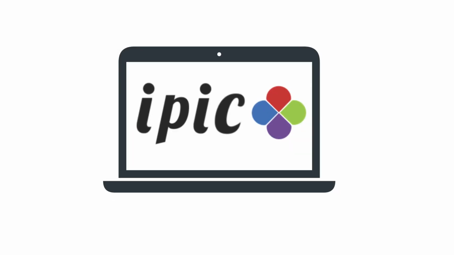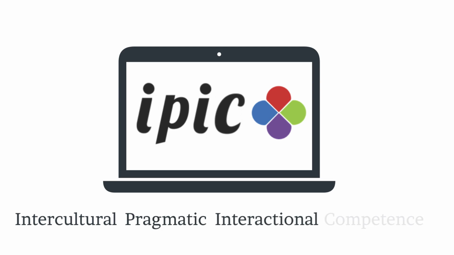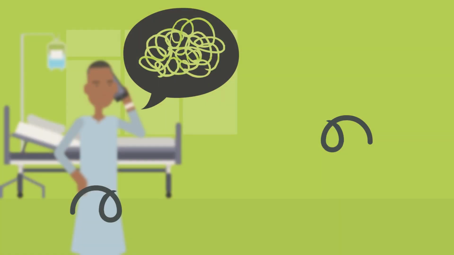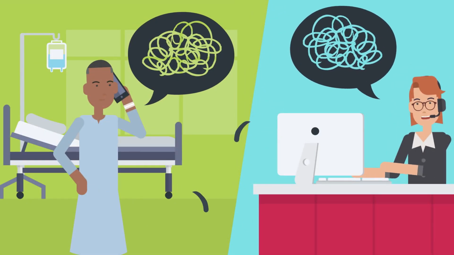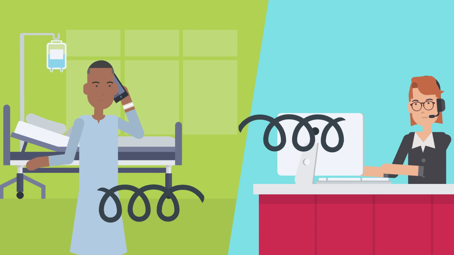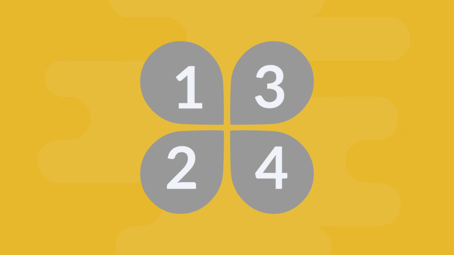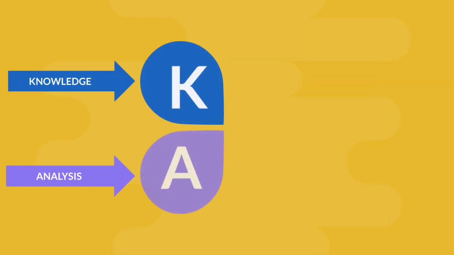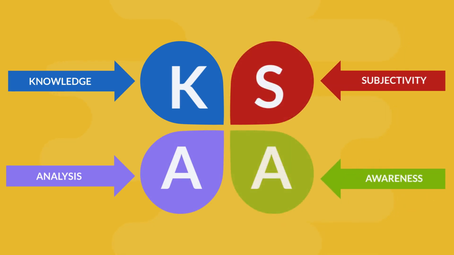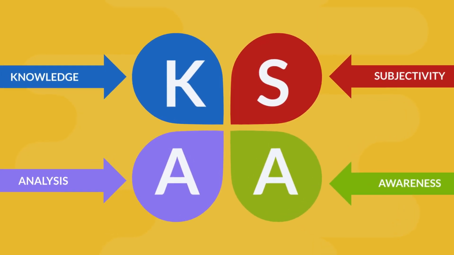The IPIC model stands for Intercultural, Pragmatic, and Interactional Competence. In other words, a model which captures all of these different components. It incorporates both general patterns of language as well as individual, local, and community preferences. This model of pragmatics is made of 4 equally important parts: knowledge, analysis, subjectivity, and awareness. We'll look at each one to learn more.